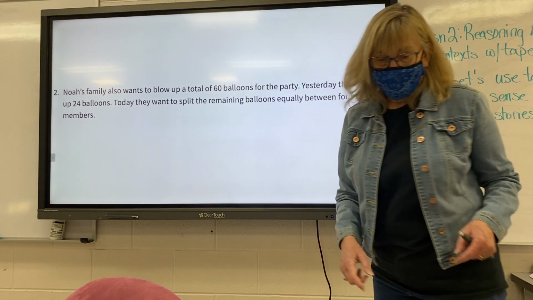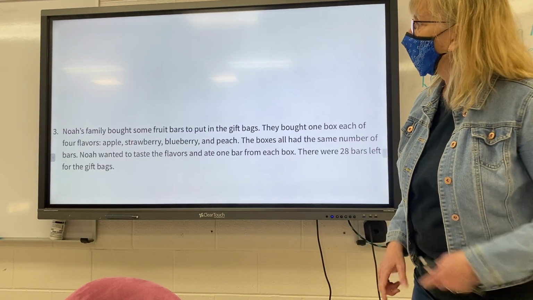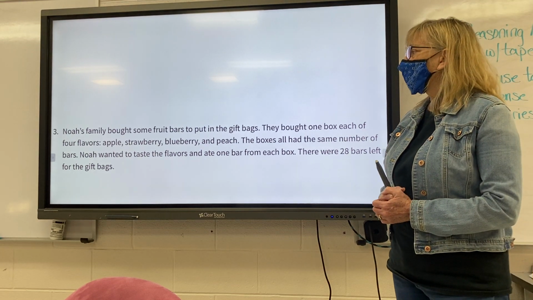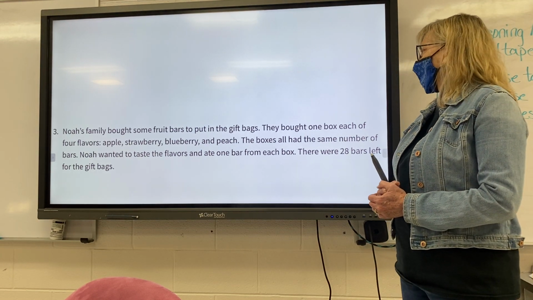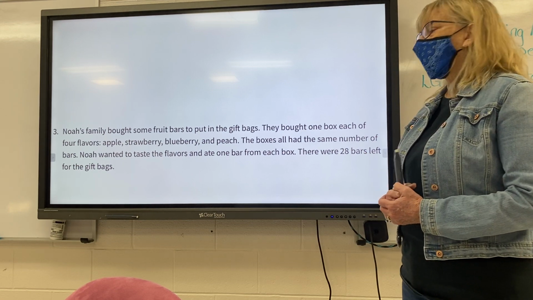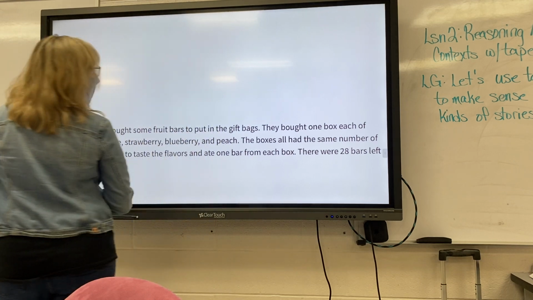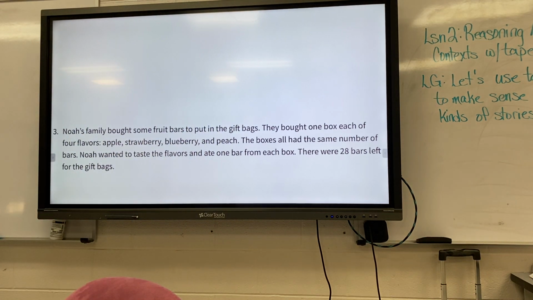There we go. All right, question 3. Noah's family bought some fruit bars to put in the gift bags. They bought 1 box each of 4 flavors: apple, strawberry, blueberry, and peach. The boxes all had the same number of bars. Noah wanted to taste the flavors and ate 1 bar from each box. There were 28 bars left for the gift bags.